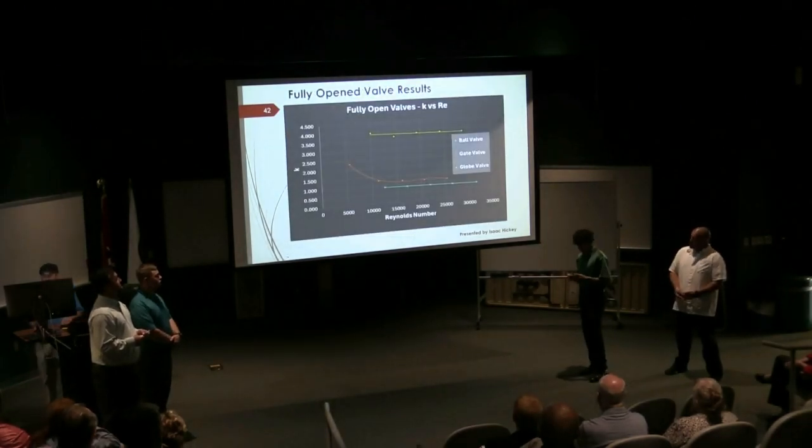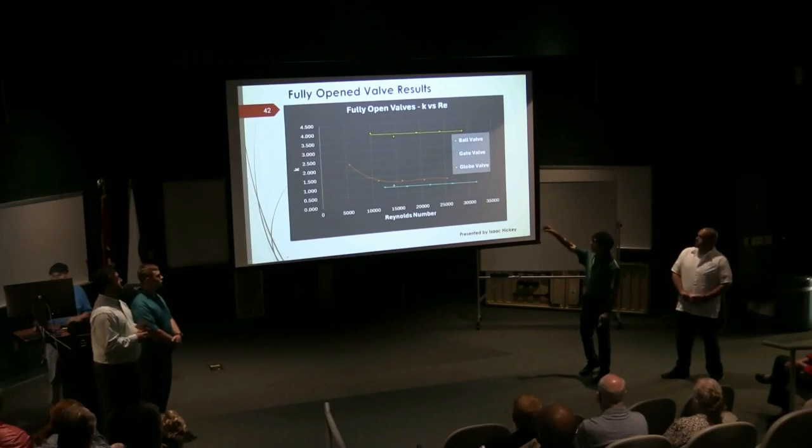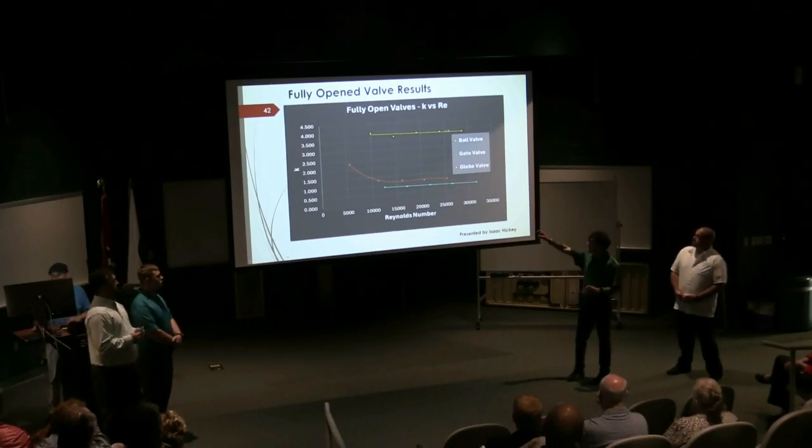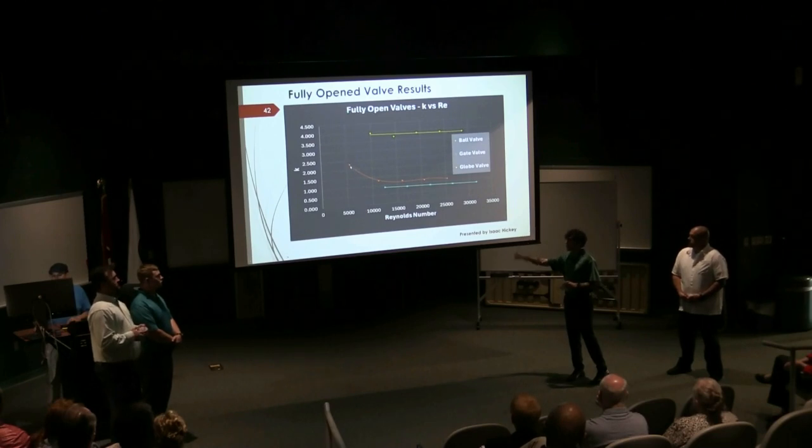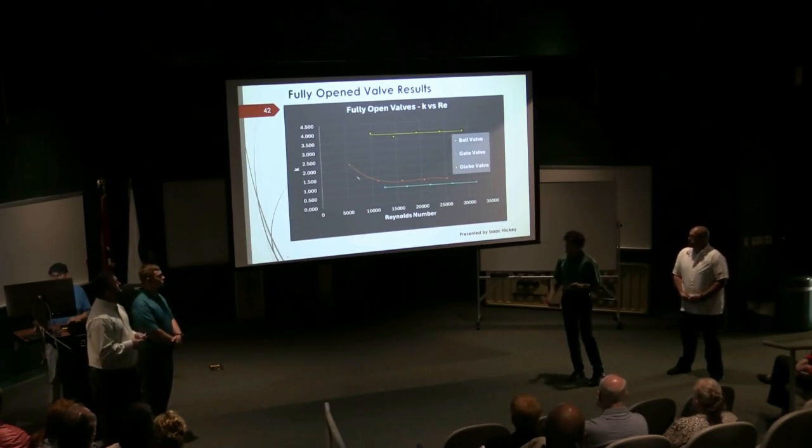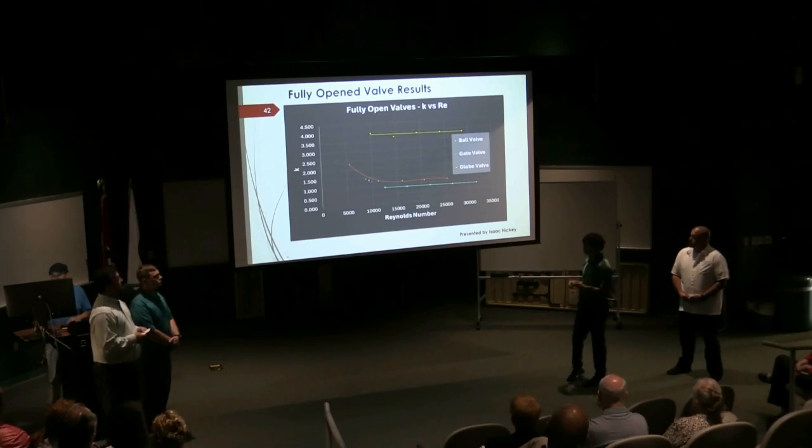These are our results. As you can see, the ball valve and globe valve were pretty linear, and the gate valve at lower flow rates had higher friction losses due to where that gate seats. So the gate valve has higher K at lower flow rates.